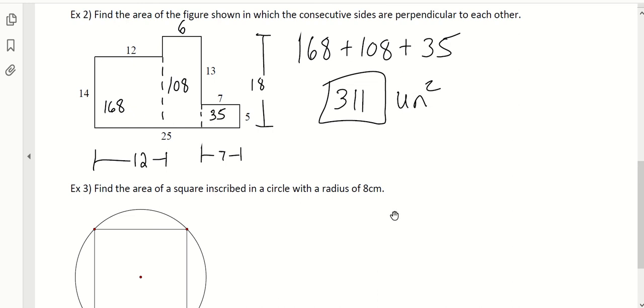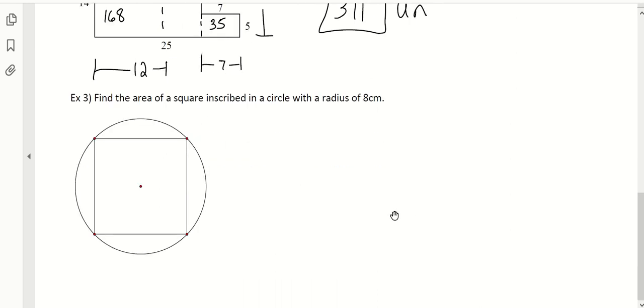All right, on to example 3. Why don't you try this one on your own. Find the area of a square inscribed in a circle with a radius of 8 centimeters. So pause the video now and try that example. Okay, so to find the area of the square, we need to find one side length. We do know the radius, so let's draw in the radius. So there you have the radius from the center to any of the vertices. It's going to be 8 centimeters.